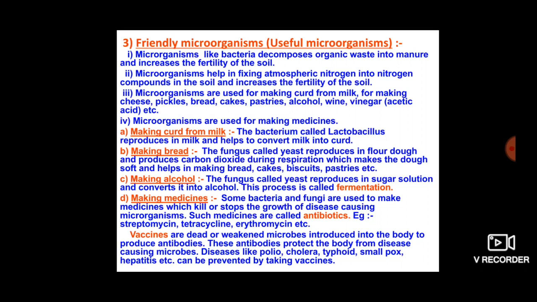Because of microorganisms only. When a dead and decaying organism is there, bacteria grow on it. These bacteria decompose the dead organic matter and it is converted into humus, that is, manure. This helps to increase the fertility of the soil. It is very helpful to increase the fertility of the soil.